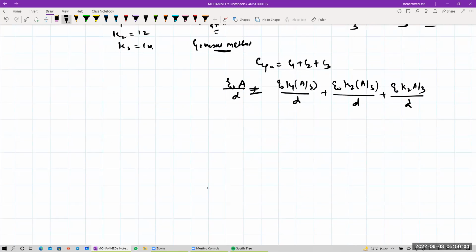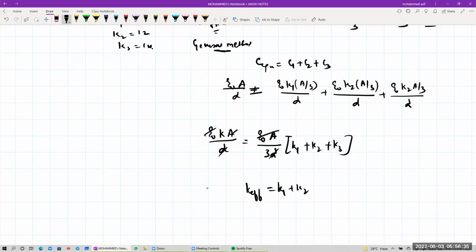This is how they keep writing. Since a dielectric is inserted, this will be equal to epsilon naught into K into A divided by D, which equals epsilon naught into A divided by 3D, times K1 plus K2 plus K3. Epsilon naught A divided by D will be common, and the 3 comes below. So epsilon naught A, D and D will get cancelled. Then we write the formula: K effective is equal to K1 plus K2 plus K3 divided by 3. This is how we write it. Understood? Yes, sir.